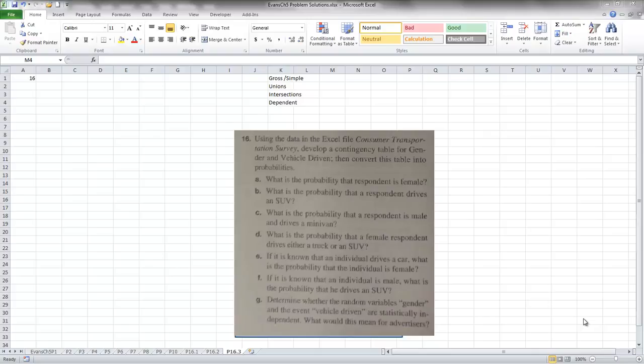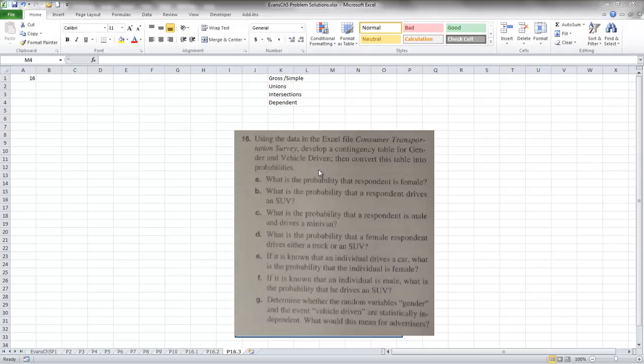This is the solution for Evans Chapter 5, Problem 16. The problem reads, using the data in the Excel file, Consumer Transportation Survey, develop a contingency table for gender and vehicle driven, then convert this table into probabilities. So now as we're reading this in the book, we should be jumping to the pivot tables.